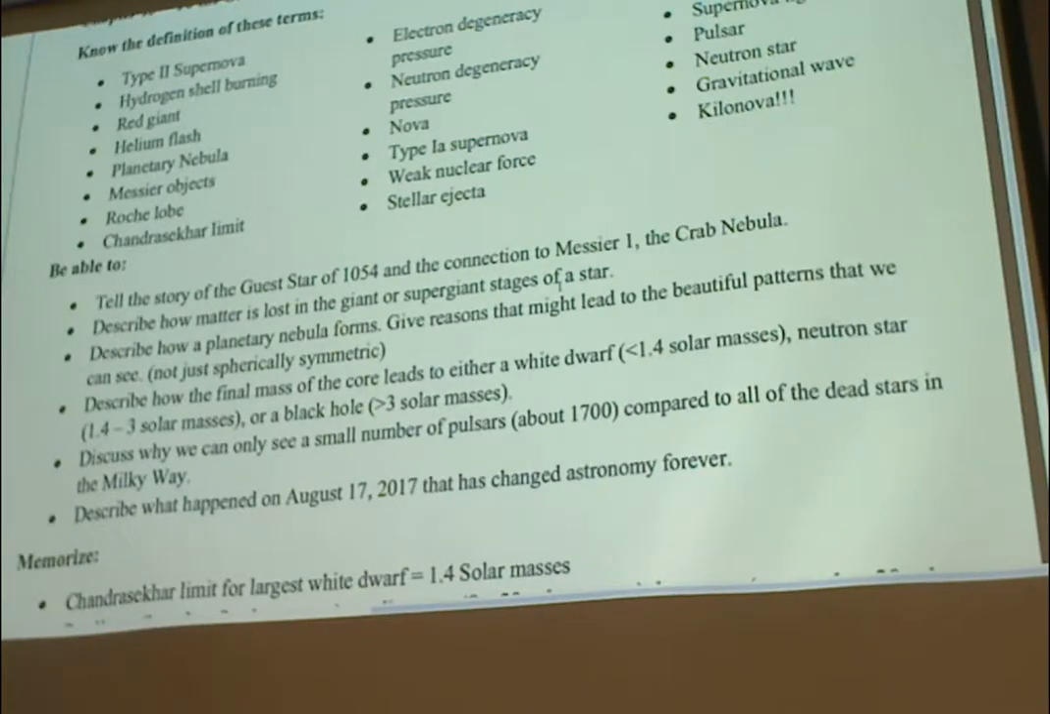But you get something very extremely weird, even stranger than the neutron star. Okay, that's going to be the black hole. Weak nuclear force, anybody tell me what that is? Weak nuclear force, why is it important? It's the stability of a neutron.